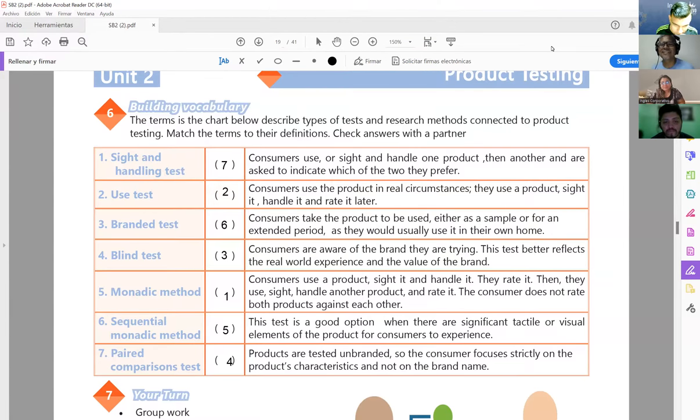Brand test is the consumers are aware of the brand they are trying. This test better reflects the real world experience and the value of the brand. Okay. Sounds good. Then number four, blind tests. Products are tested without brand, so the consumer focuses strictly on the product's characteristics and not on the brand name.